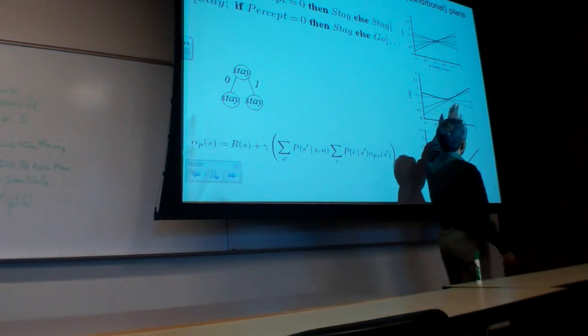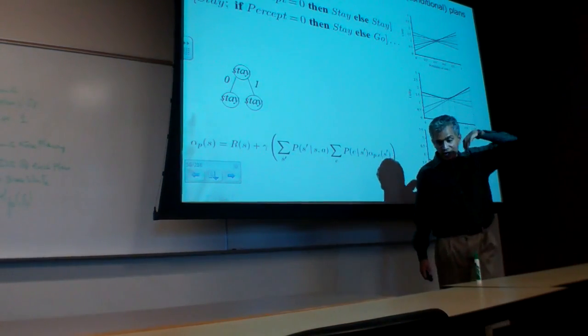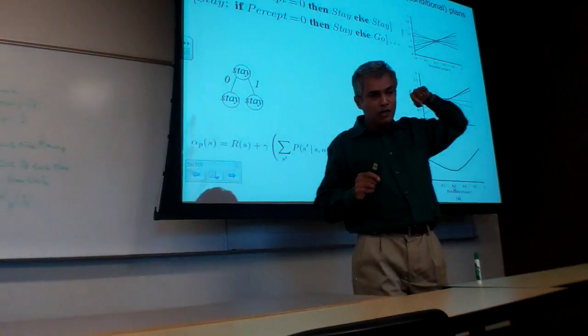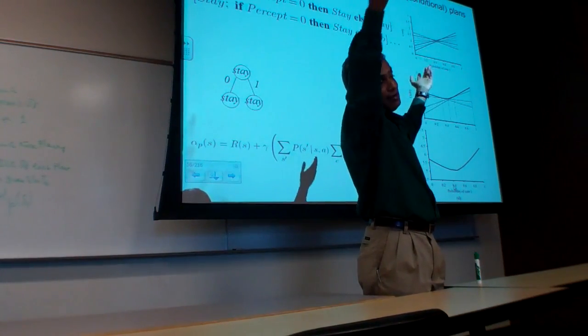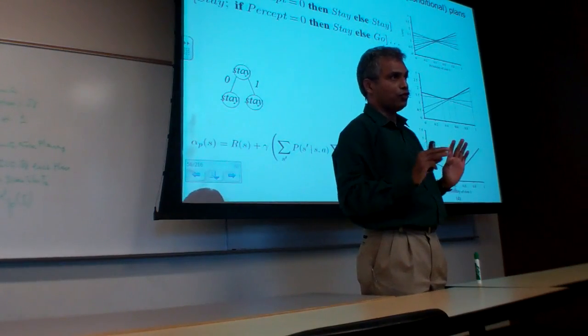It is the case that at every iteration, the final alpha values, the final hyperplanes, will all be planes. That means they are linear. That is true.